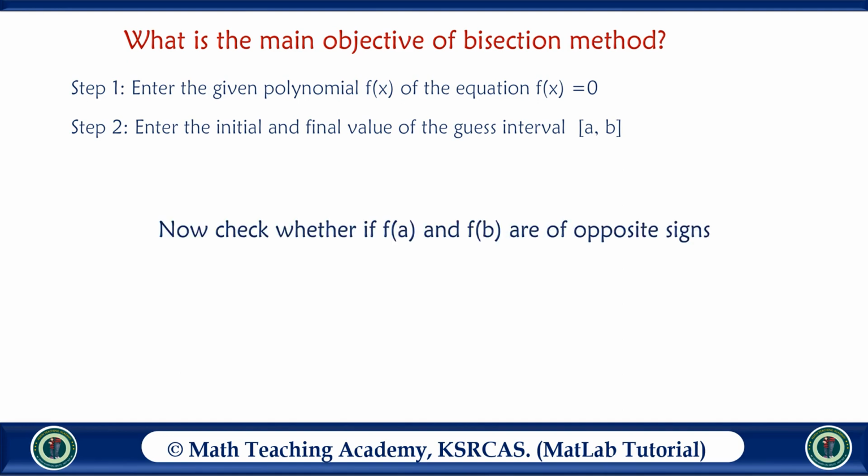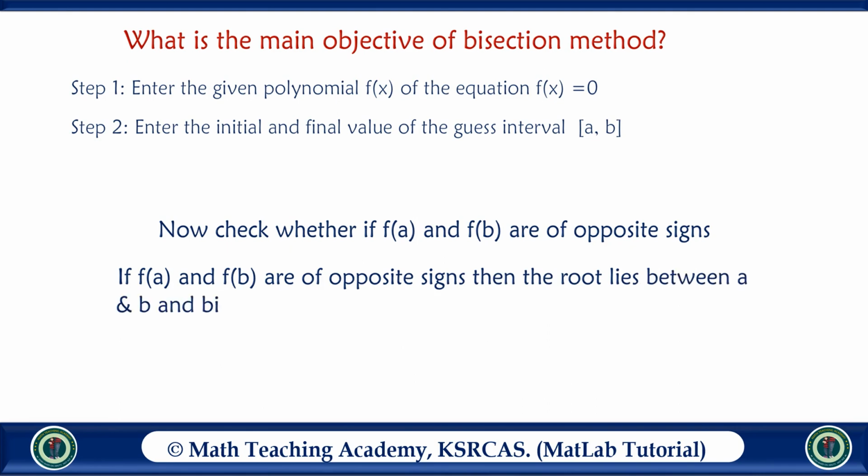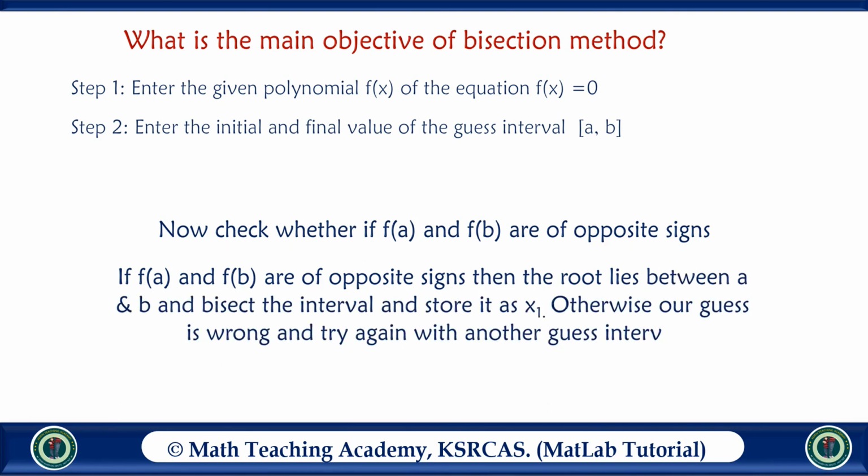Now, check whether f of a and f of b are of opposite signs. If f of a and f of b are of opposite signs, then the root lies between a and b, and bisect the interval and store it as x1. Otherwise, our guess is wrong and try again with another guess interval.